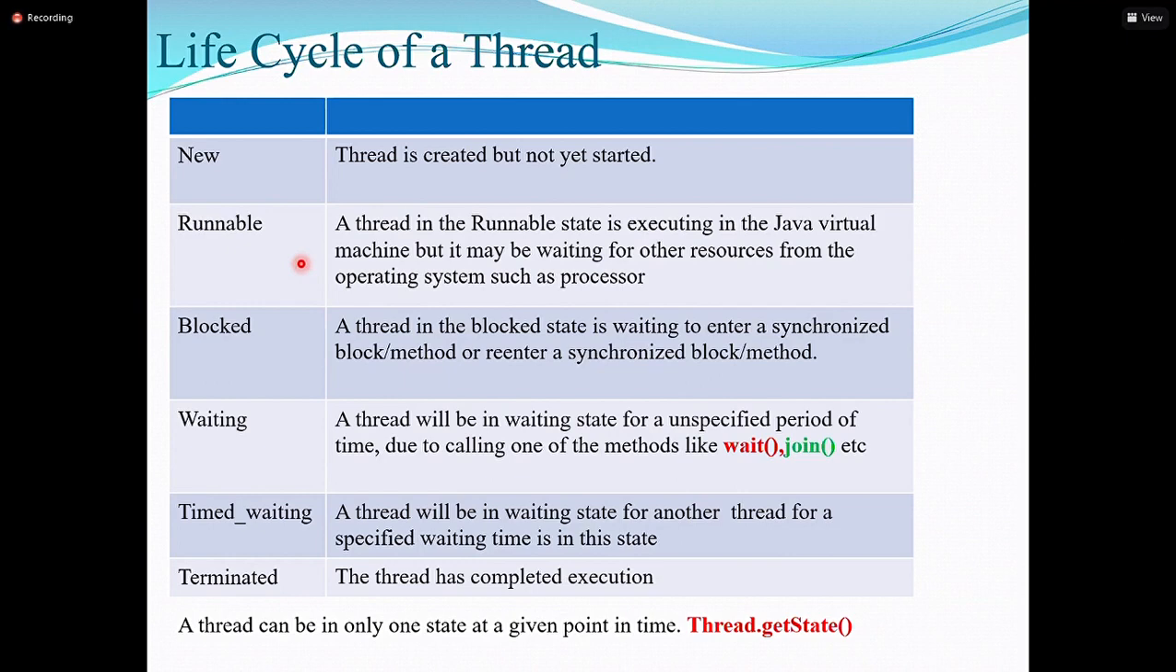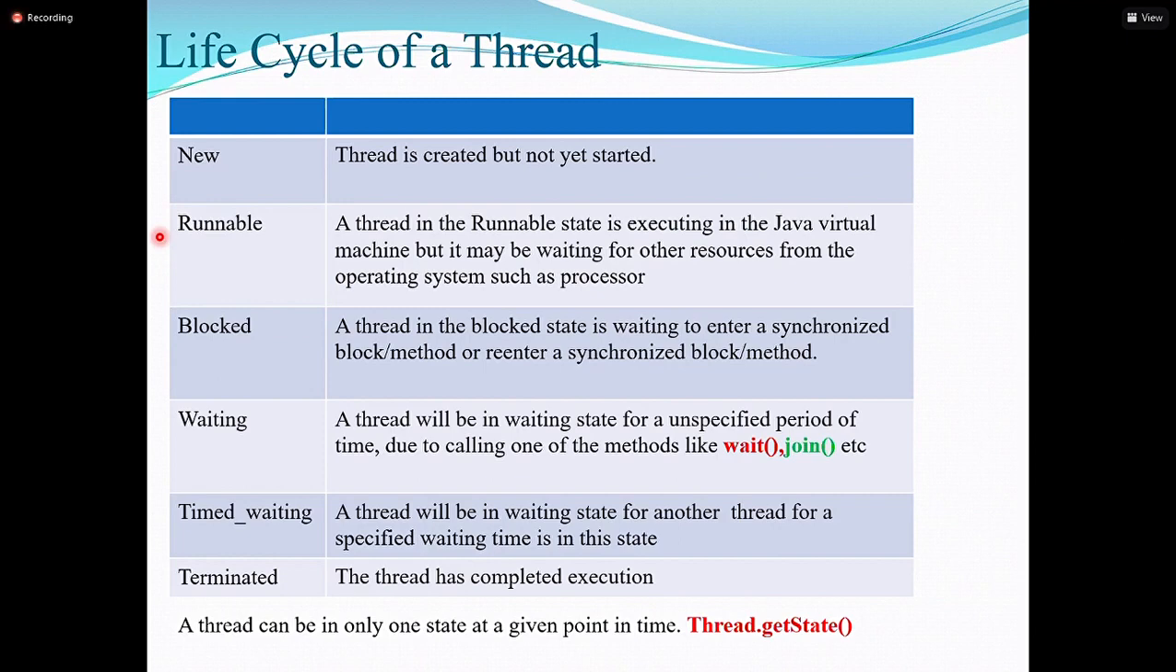Officially, according to the Java documentation, there is no running state. But from a programmer's point of view, we will be considering that after runnable state, there will be a running state also. A running state means whenever the thread is in a run method.